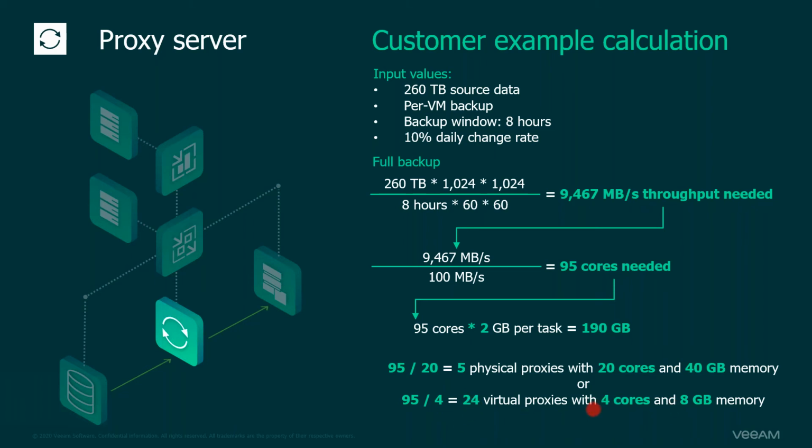Now, obviously, you can adjust those numbers up. We can go to 6 cores if we needed to, or if you want your physical servers to go up to 40 cores and 80 gig of RAM to reduce the number of physical servers you might have. But that's our full backup size. What do we need though when we're doing an incremental?